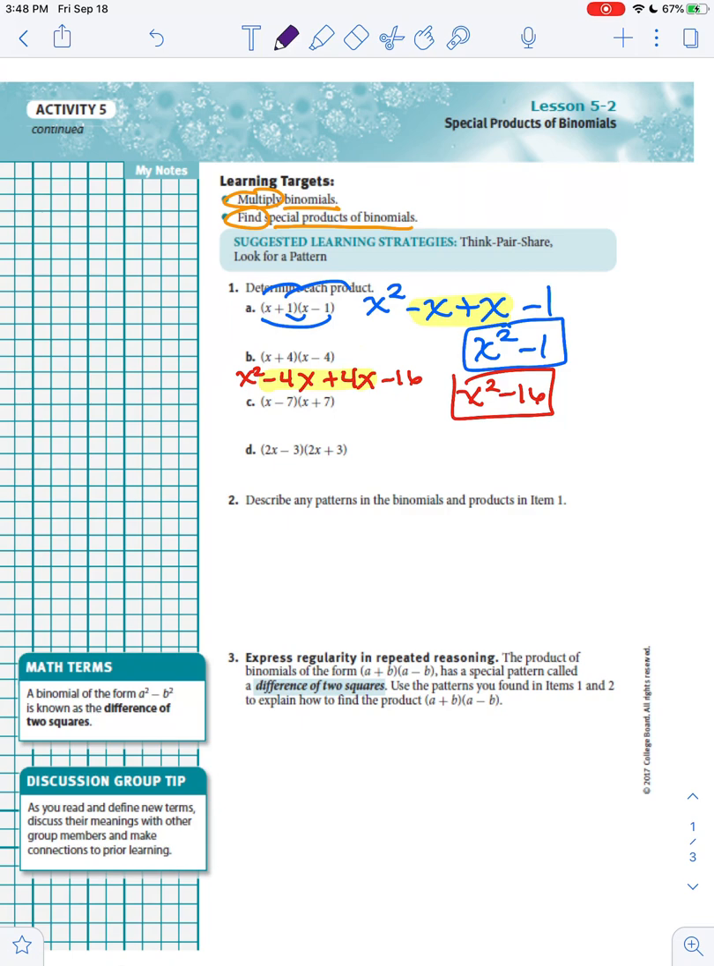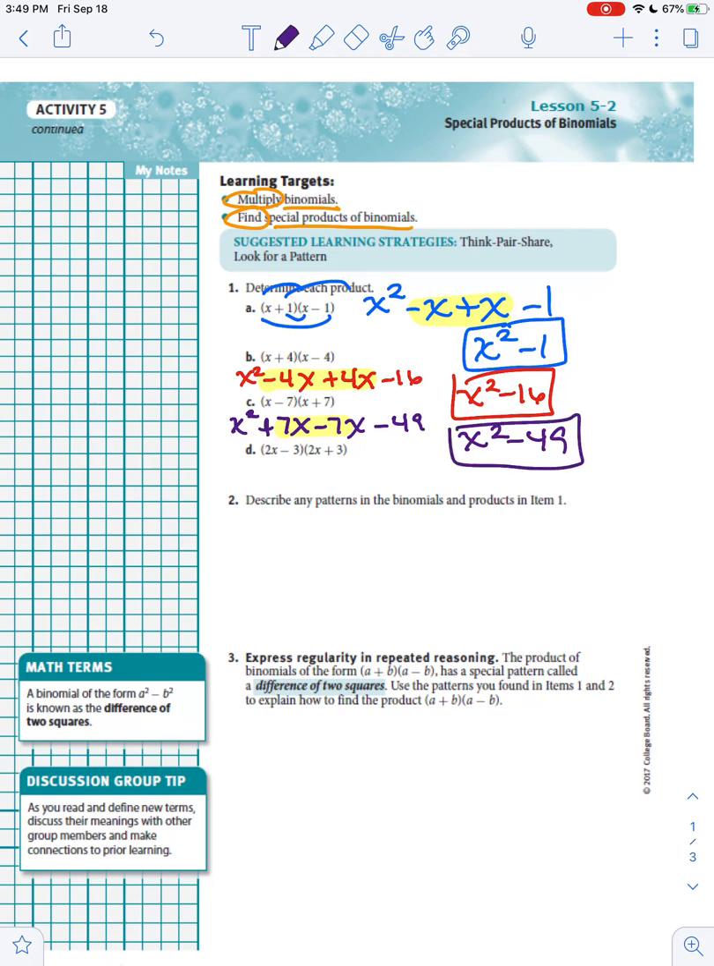So let's take x times x, we get x squared. Our outers is x times 7, so plus 7x. The inners, negative 7 times x, or negative 7x. And our last, negative 7 times 7, negative 49. So again, the middle terms drop out, and we get x squared minus 49.